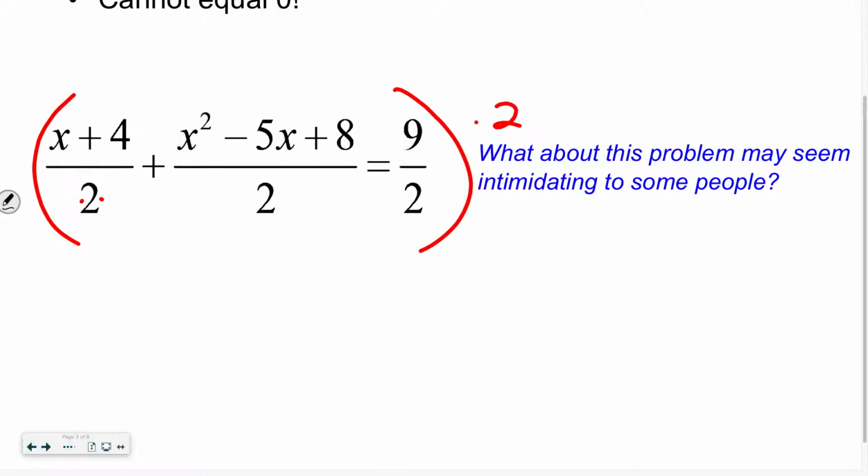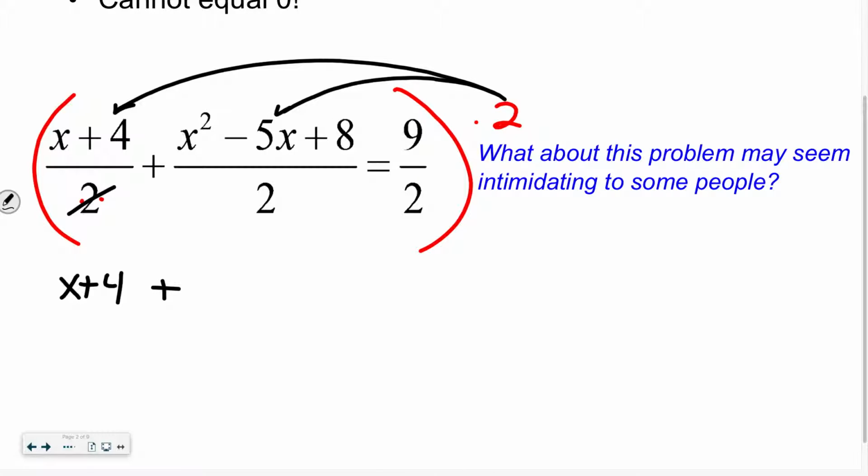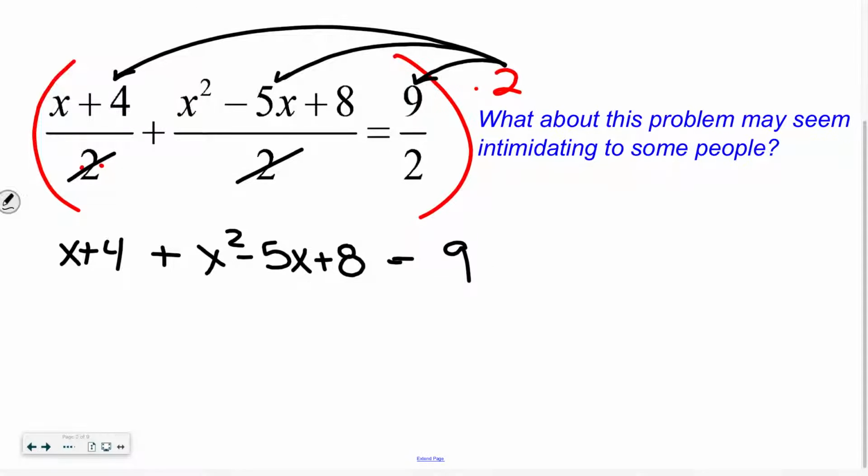So I'm distributing it to this first fraction, and then my denominator goes away. It's just x plus 4. And I'm distributing it to the second fraction, so it eliminates that denominator, and I get x squared minus 5x plus 8. And then I have an equal sign, and I have to multiply the 9/2 by 2, and I just get 9. Everybody okay with that? It's just going to cancel out all the 2's because I got to multiply the whole equation, all parts, all terms, all sides. Well, now it doesn't look like as terrible of an equation. That looks like something we could solve.